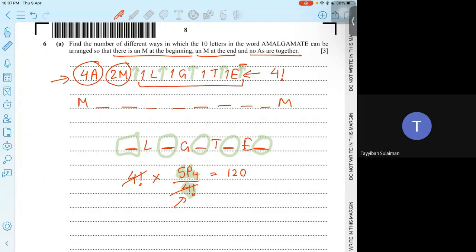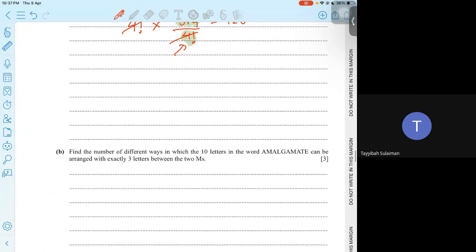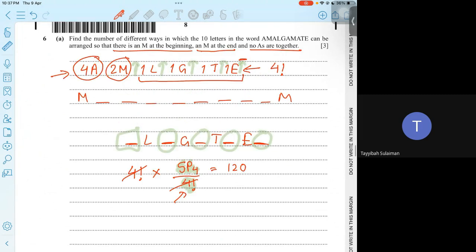There can be other methods of solving this as well. There could be methods of, I think, M in the beginning, M at the end, and then all A's are together, and then we subtract that from all the possible methods, right? So there are multiple ways of solving this. As long as you get to this conclusion in a valid mathematical way, it's completely fine. No one's going to stop you.